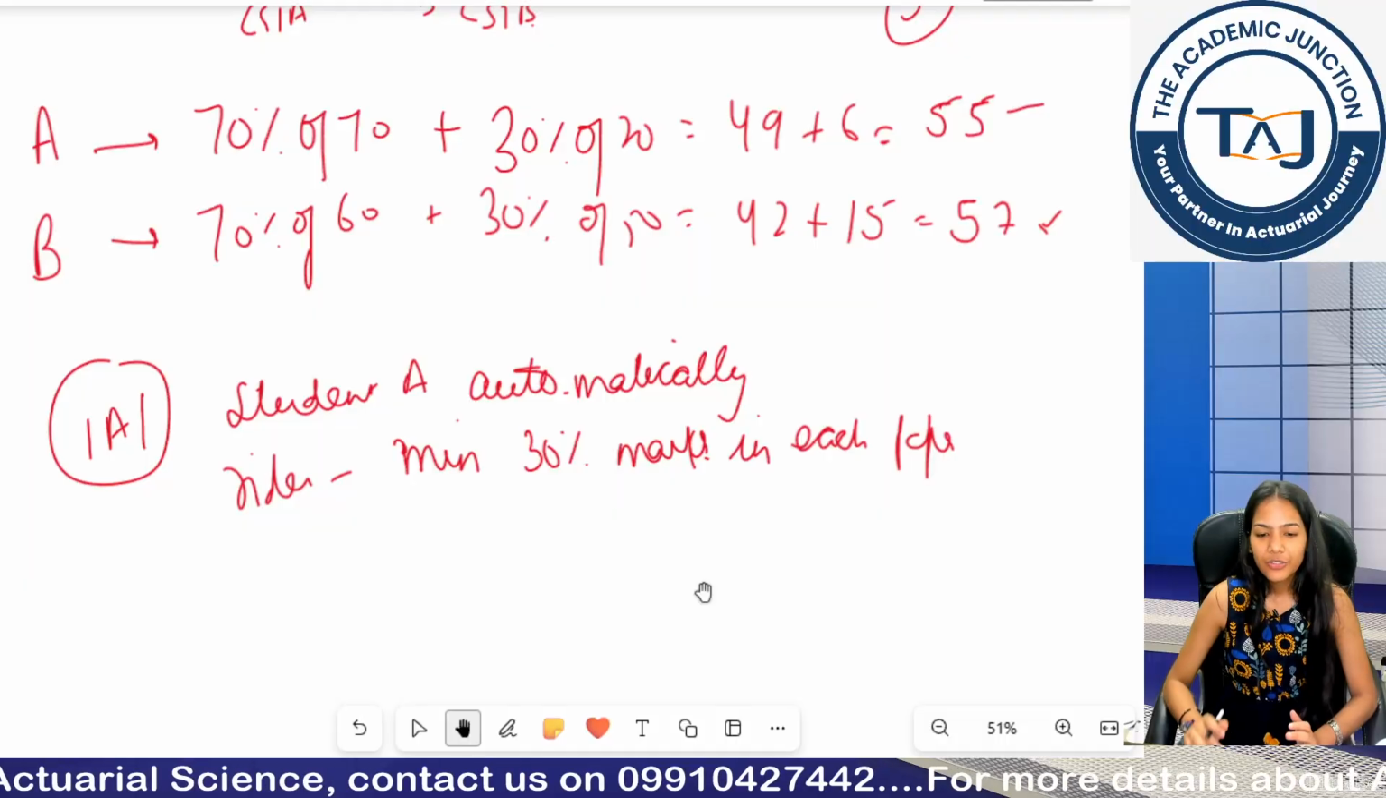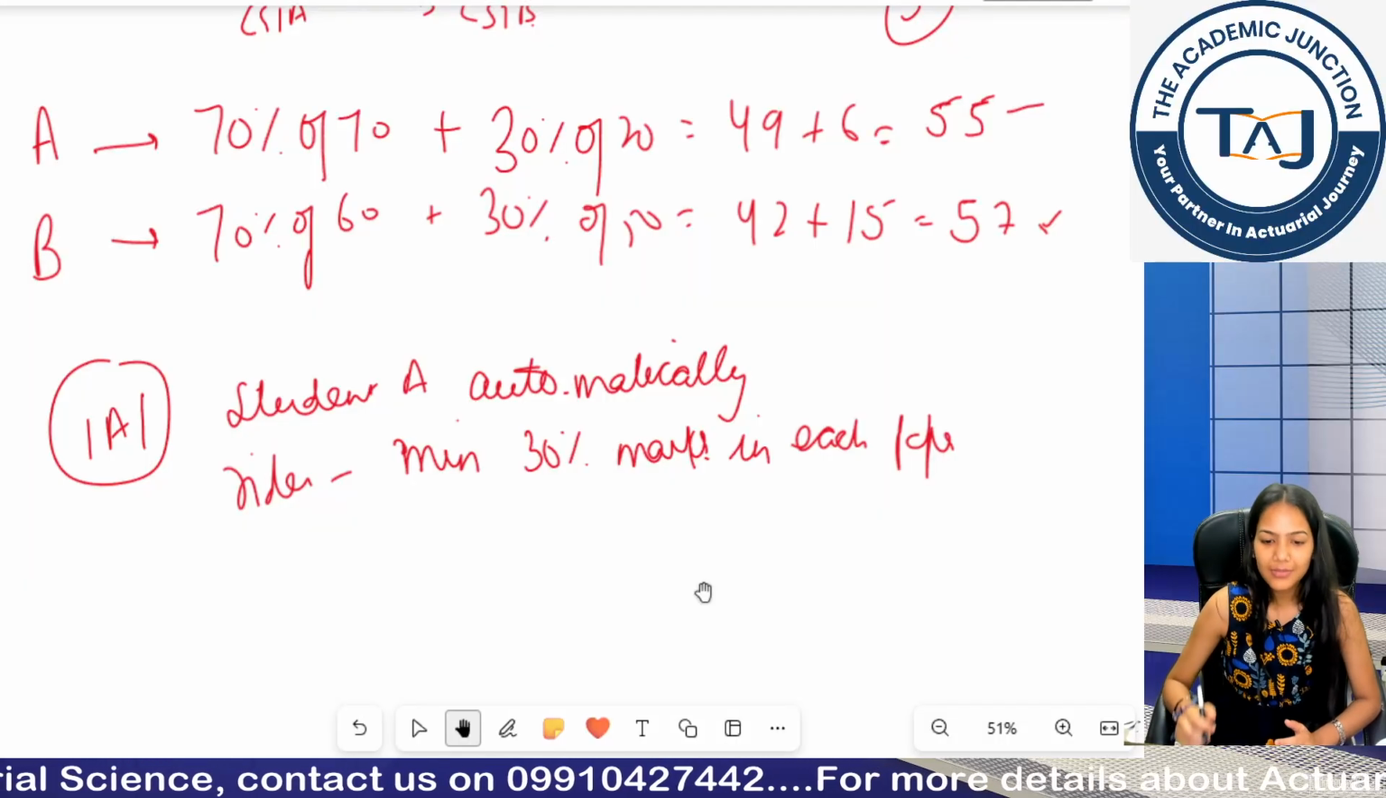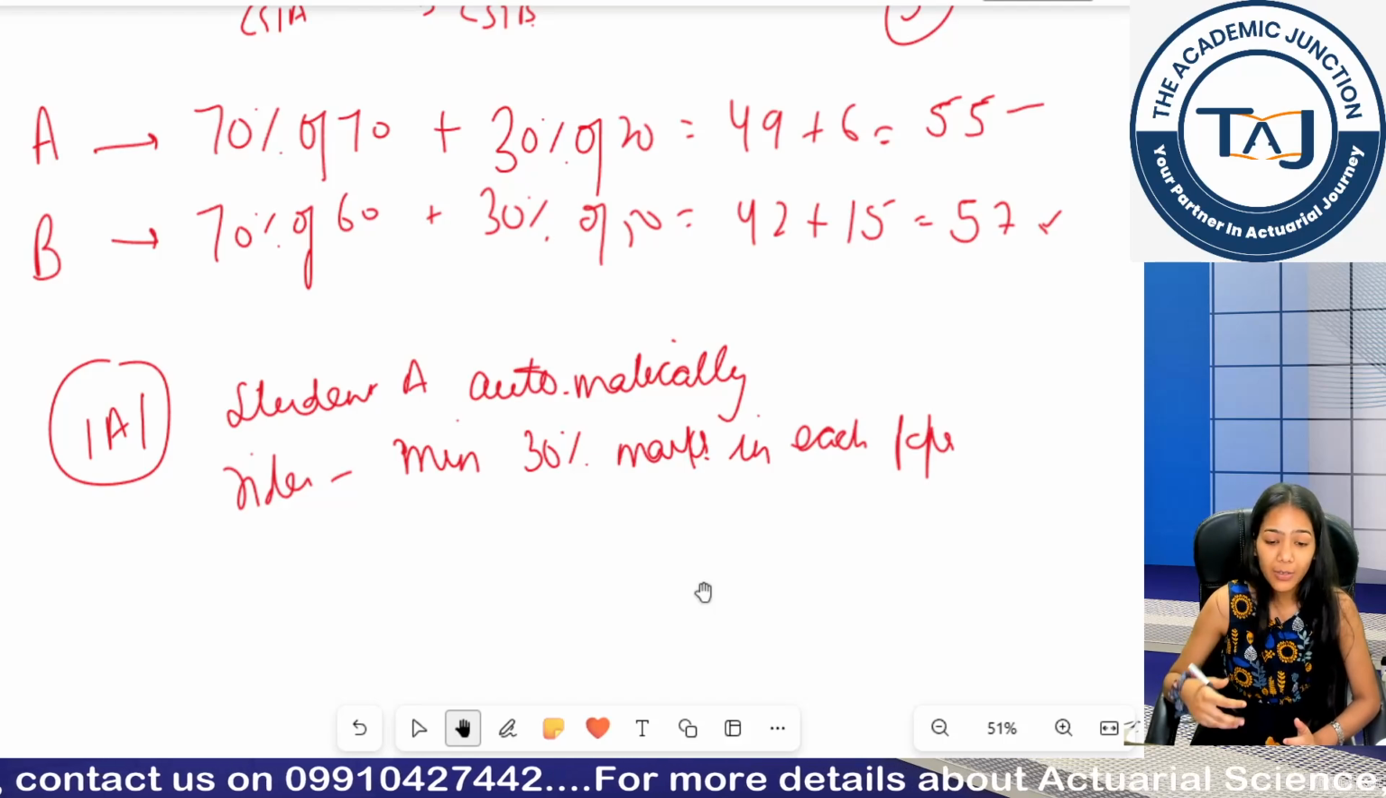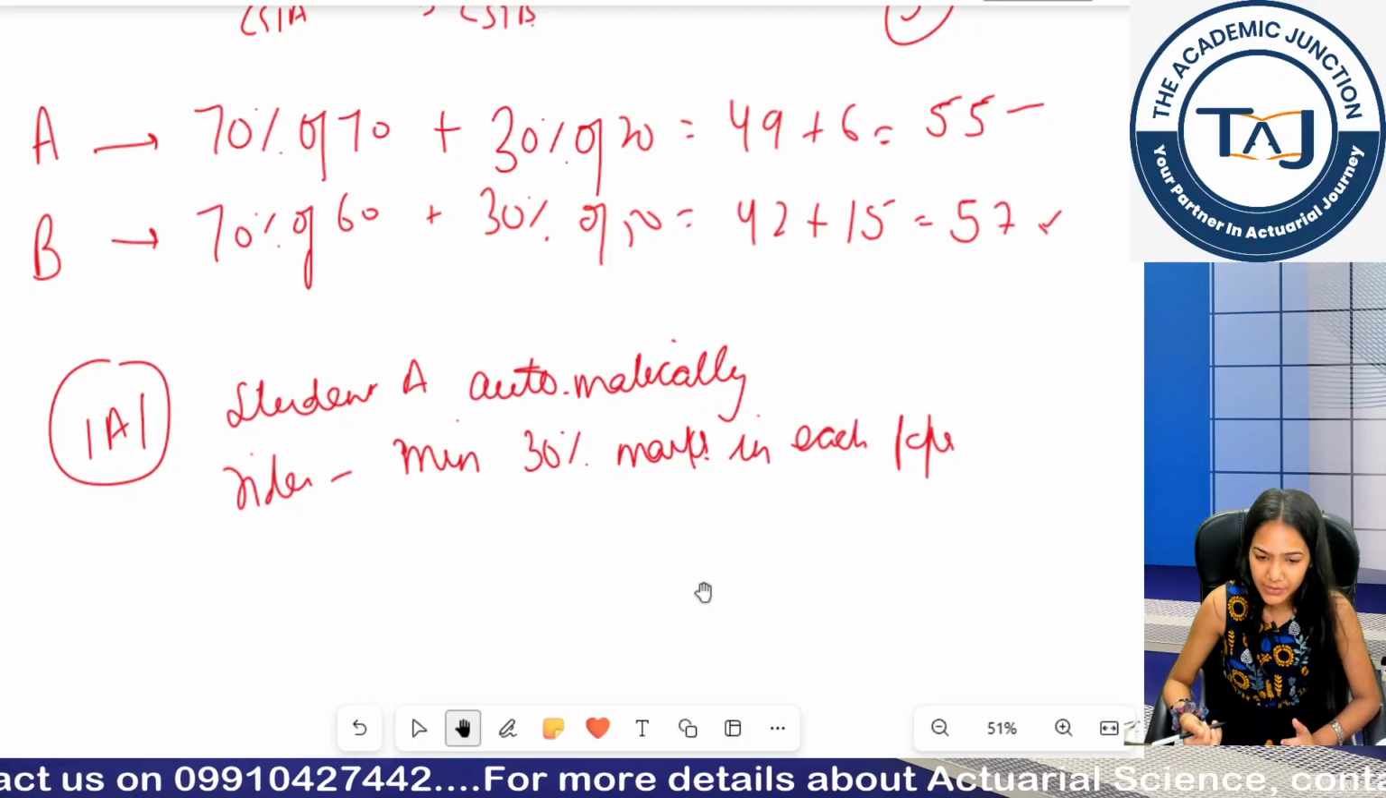Well, this is just for a brief glimpse because we would be working hard so that you do not need to think about the passing criteria and you will be giving your 100%. Okay.